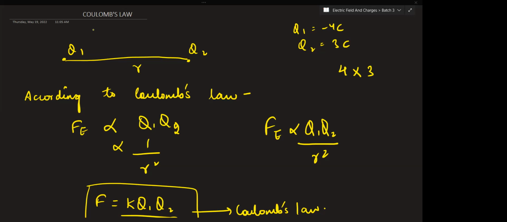Coulomb's law says that if there are two charges kept, Q1 and Q2, with a certain separation between them, then electric force is directly proportional to the product of the magnitude of both the charges, Q1 multiplied by Q2. Fe is directly proportional to Q1 multiplied by Q2. Apart from this, electric force is inversely proportional to the square of the distance separating them. These are the two statements. First, electric force is directly proportional to Q1 and Q2, and second, electric force is inversely proportional to the square of distance between them.